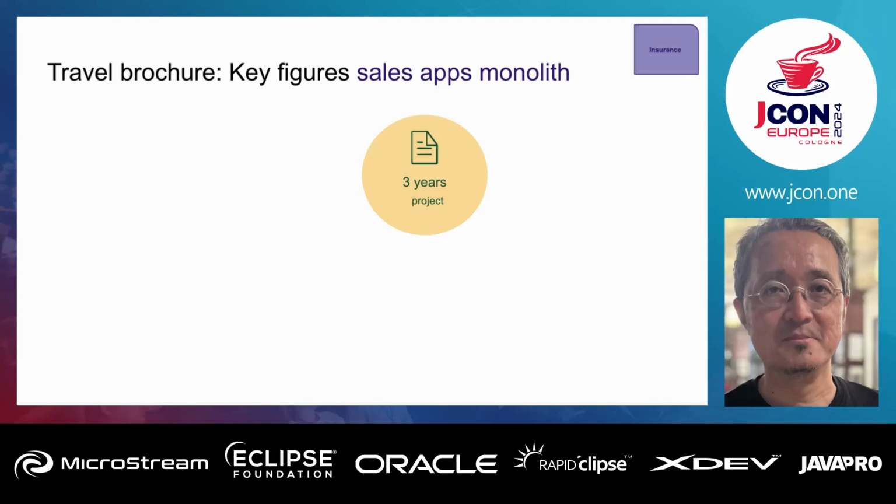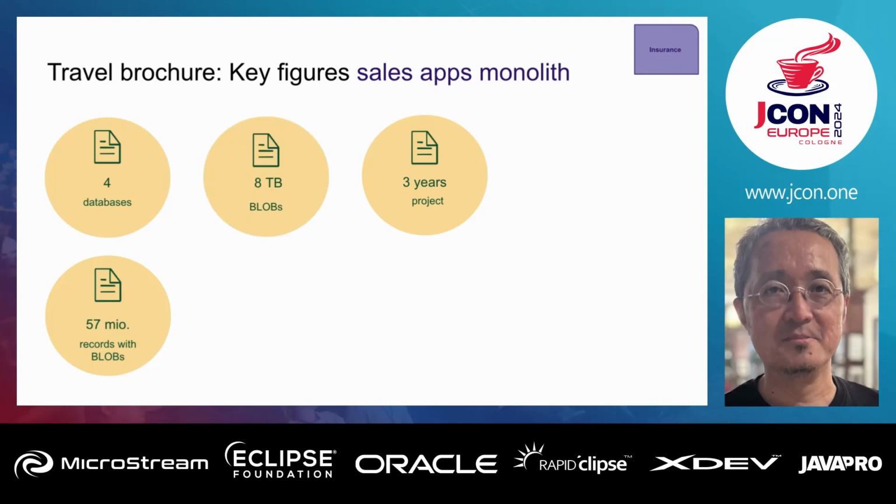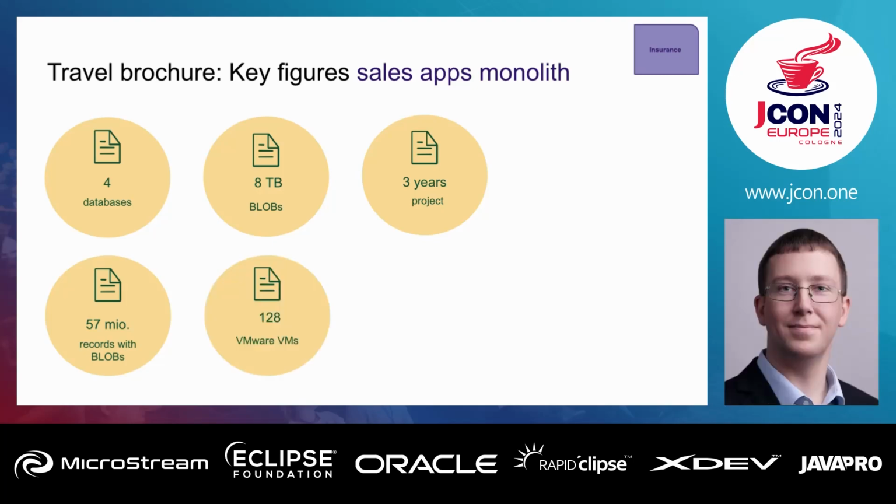These are the key figures about our sales application Monolith. A 3 year project, 4 huge Oracle databases, about 57 million records with blobs, because we could save a lot of things as blobs, as PDFs in the Oracle database. That's about 8 terabytes of blobs in Oracle. 128 VMware applications. Now, if I take a look at this one, I'm really happy, because maybe you have heard Broadcom has bought VMware, and they increased the whole price. So 128 VMware is not bad.